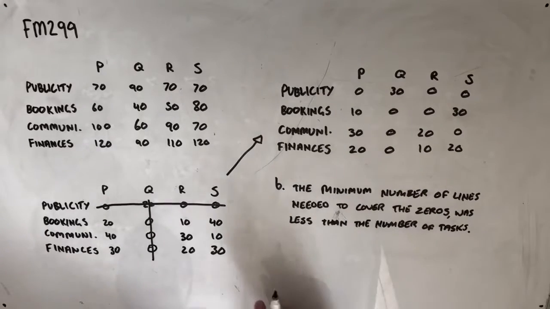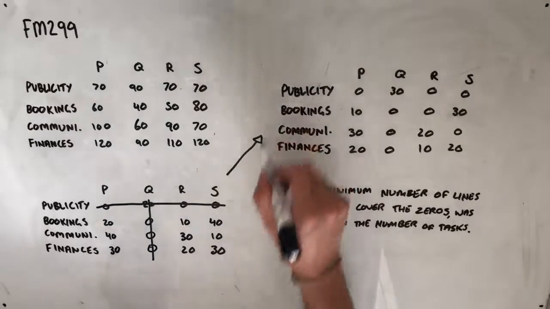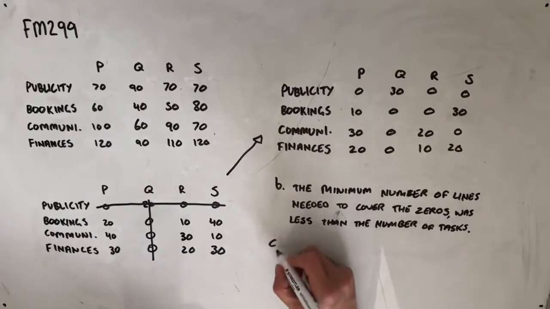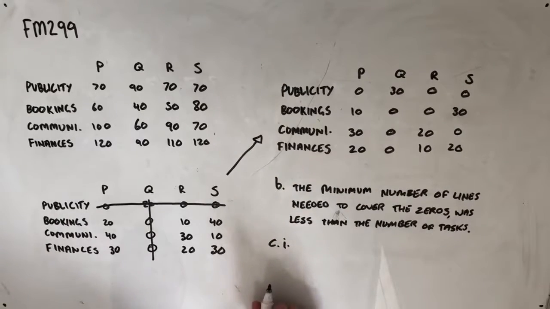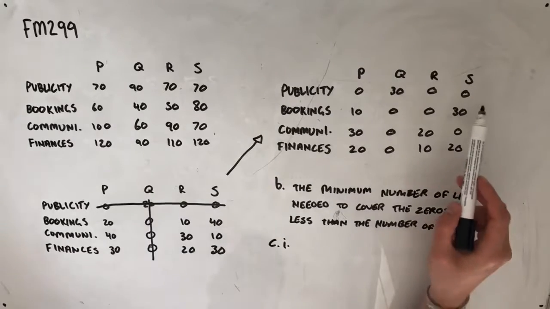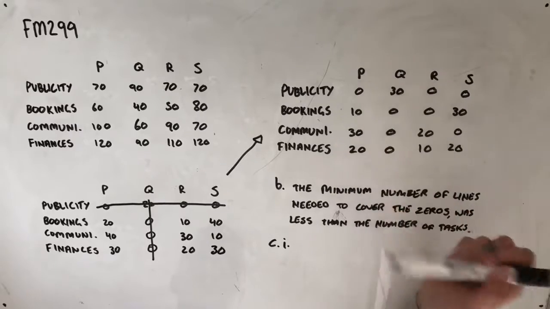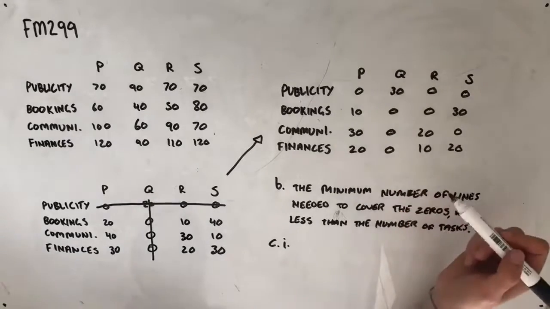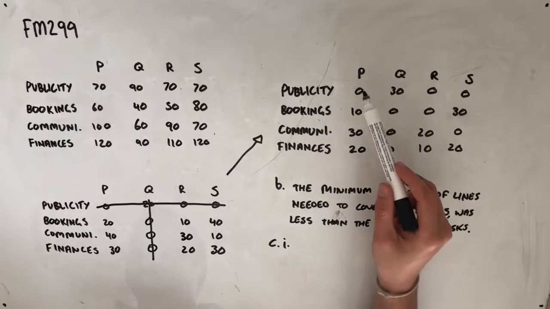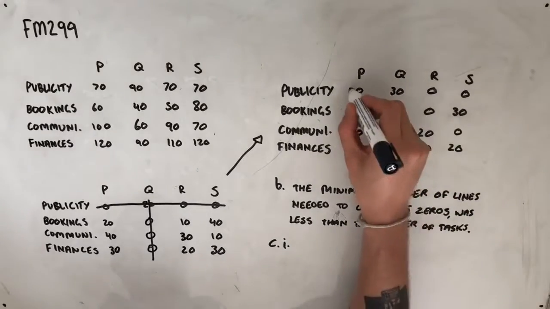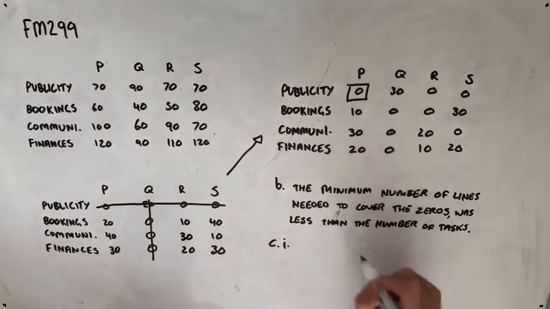Question C then says, the table below shows the final result of all steps in the Hungarian algorithm, and we're given this table here. C part I says which task should be allocated to Rachel? So what we're going to do is look at the allocations and allocate each of the tasks to each person. So what you'll first notice is that Pippa can only take on the publicity task. So that is going to be allocated to Pippa.